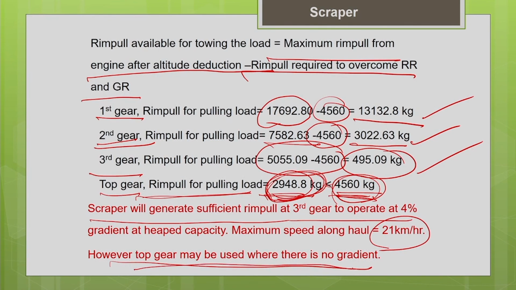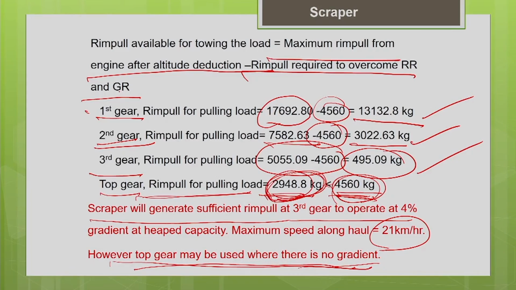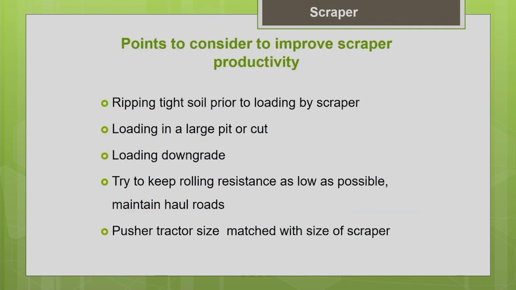Top gear may be used only in places where there is no gradient. So the conclusion is the rim pull is sufficient for the different gears, first gear, second gear and third gear. Only for the top gear it is not sufficient.